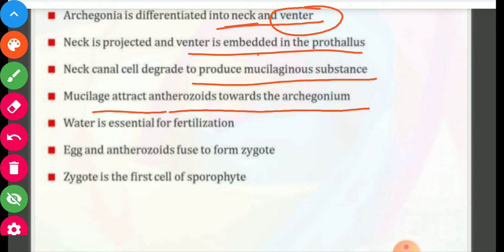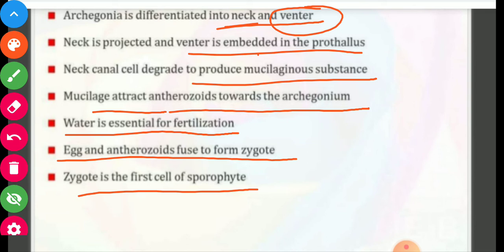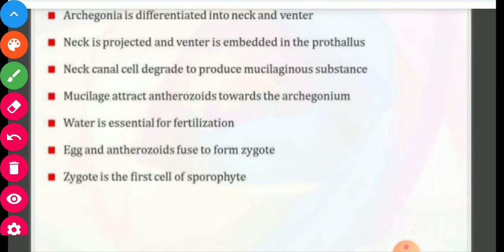archegonia for fertilization. Water is essential for fertilization. Like in bryophytes, water is essential for fertilization to transfer the male gametes. Eggs and antherozoids fuse to form a zygote. Fertilization takes place, and the zygote is the first cell of the sporophyte. Then the zygote develops into the sporophyte.